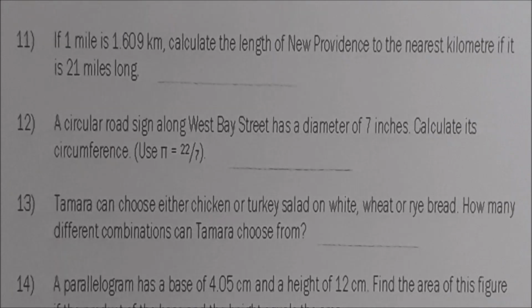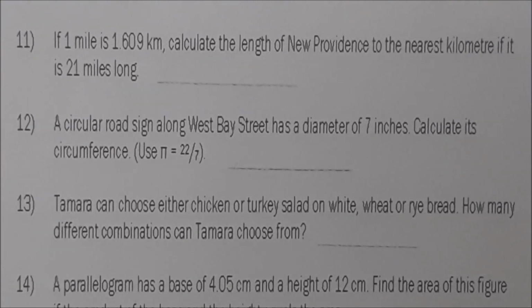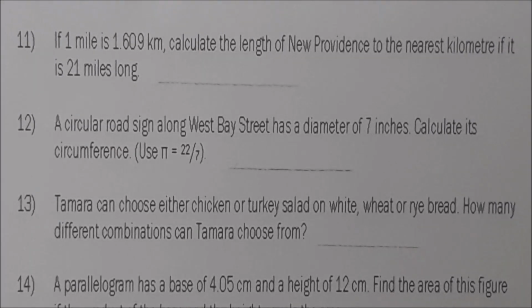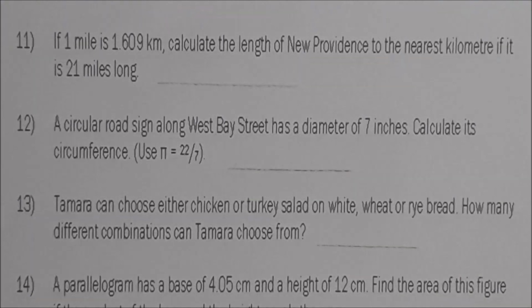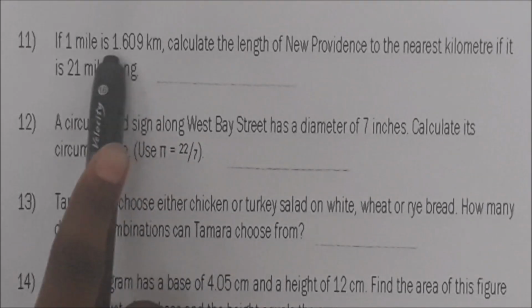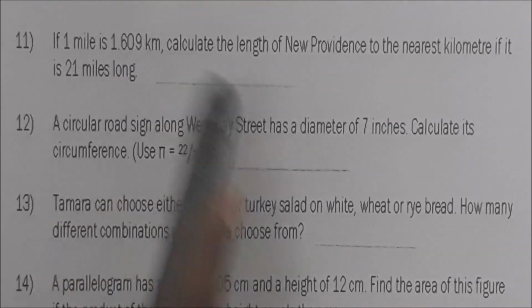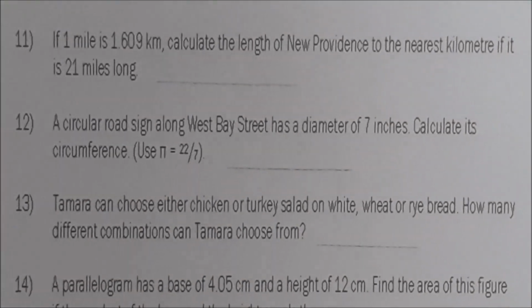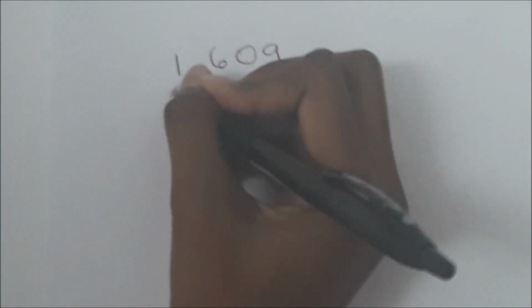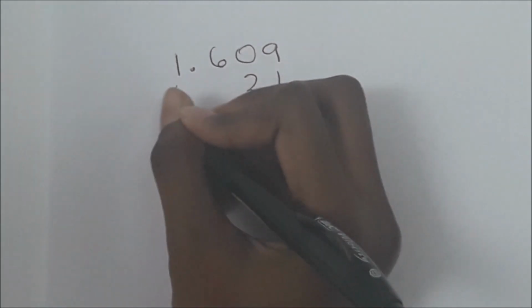That would be our overtime pay for working 52 hours instead of 40 hours. Okay, Raphael, read number 11. If 1 mile is 1.609 kilometers, calculate the length of New Providence to the nearest kilometer if it is 21 miles long. And how would you work that? Multiply 1.609 kilometers by 21. Okay, so you got to work it for us. Go ahead. 1.609 times 21. Work it.